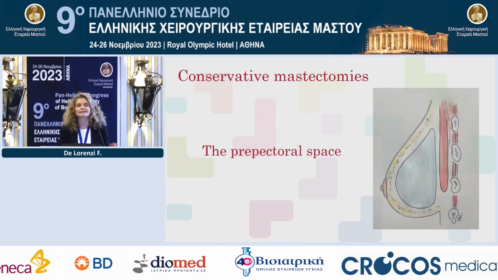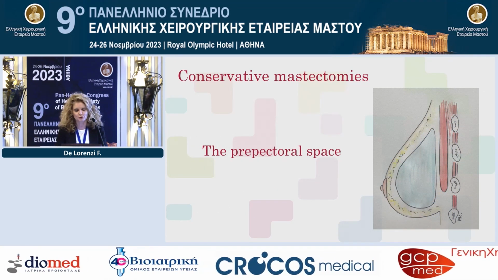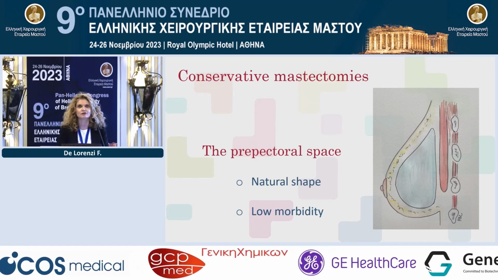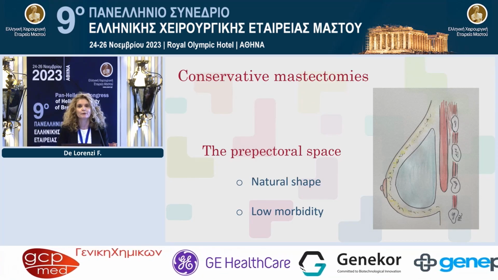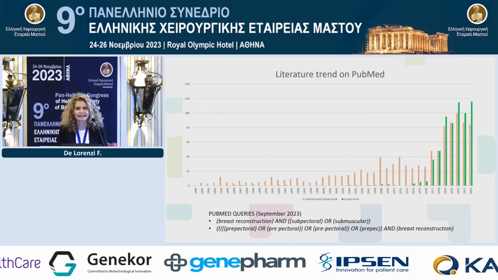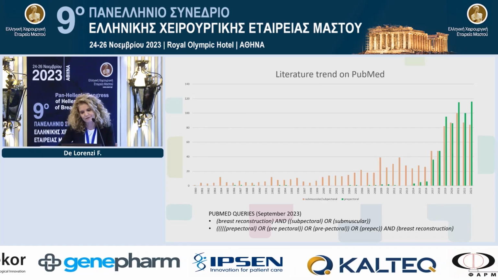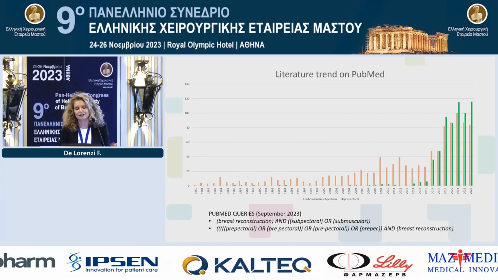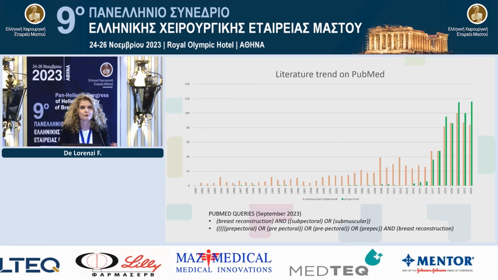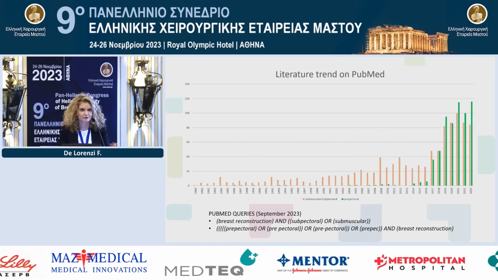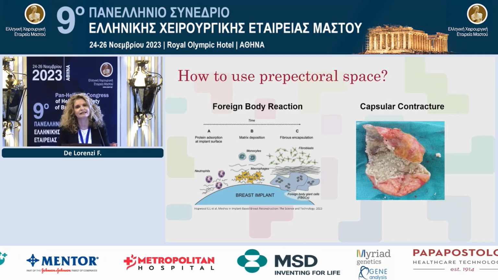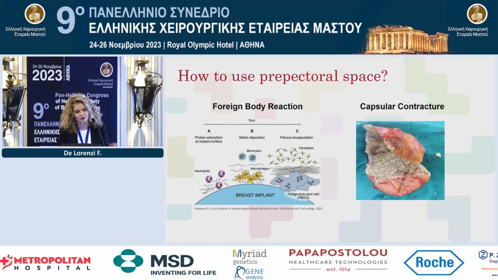Conservative mastectomy allows the surgeon to use the prepectoral space, achieving a really natural implant-based reconstruction with low morbidity. And how can we use the prepectoral space? In the last decades, we have seen a lot of papers published in the literature about the prepectoral space in comparison to the retropectoral space. So how can we use the prepectoral space without a higher percentage of capsular contraction?